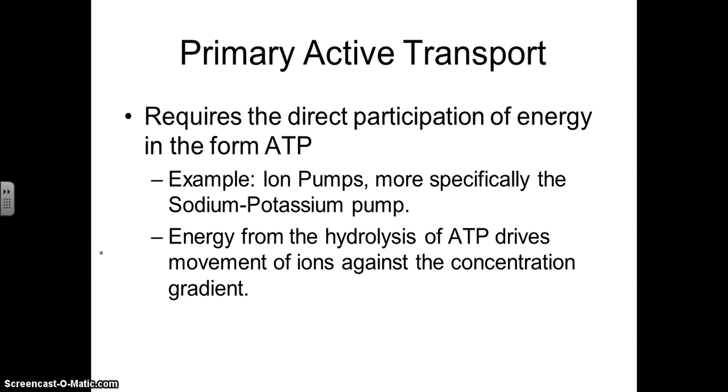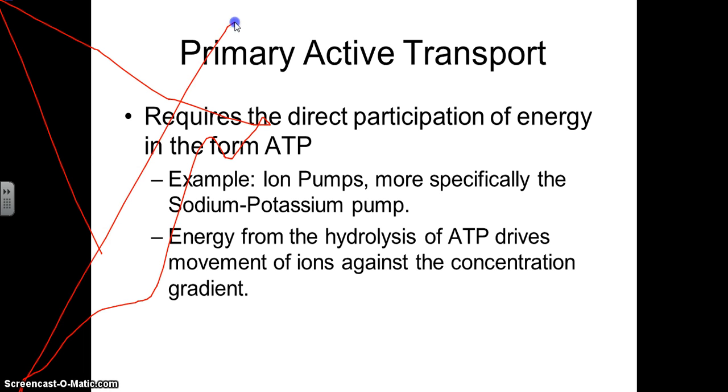So primary active transport, or an ion pump, requires the direct use of energy in the form of ATP. One of the examples of ion pumps is the sodium-potassium pump, and that's the one that we're going to look at.